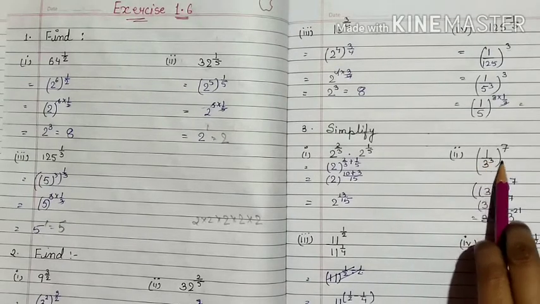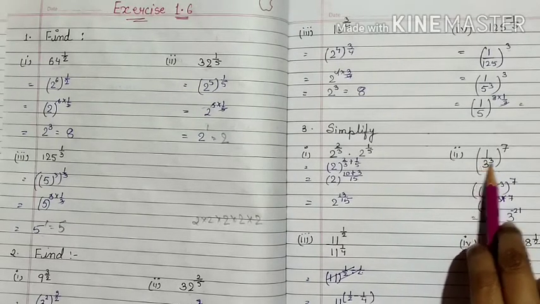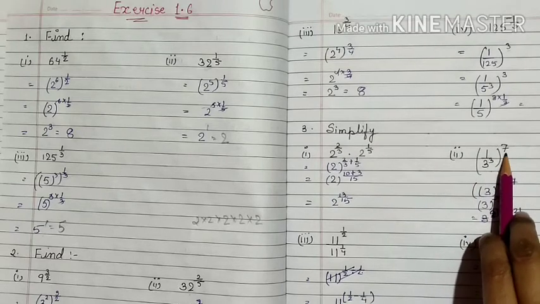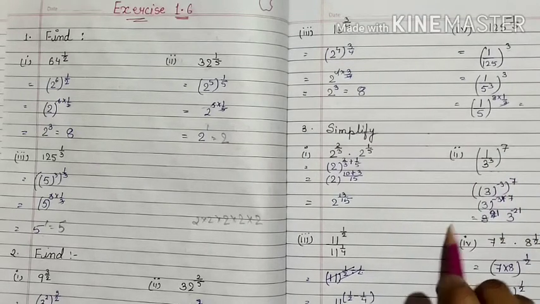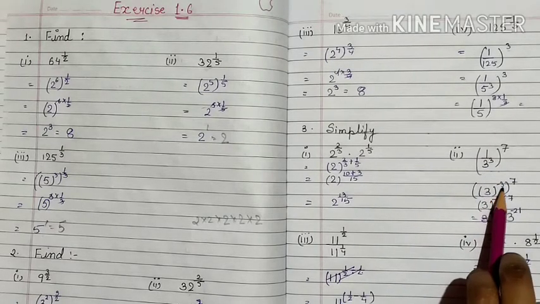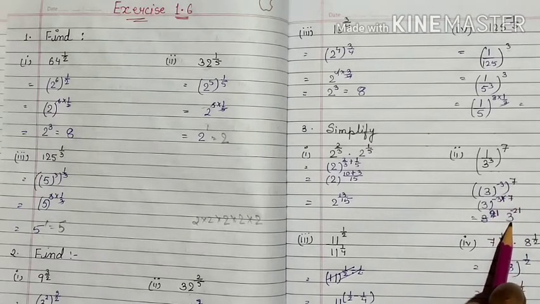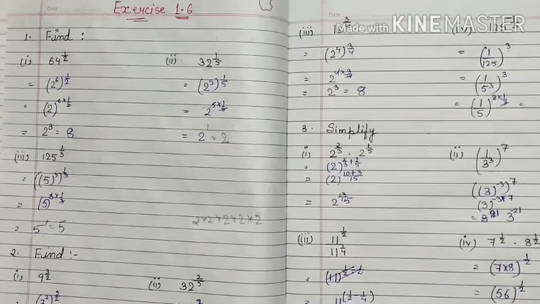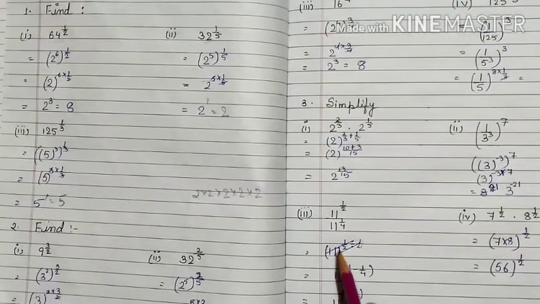Second number is 1 divided by 1 by 3 to the power 3, and the whole power is 7. So first we will take the reciprocal, so 3 to the power minus 3. Then we know that the powers should be multiplied. 3 sevens are 21. Here, 3 to the power minus 21.